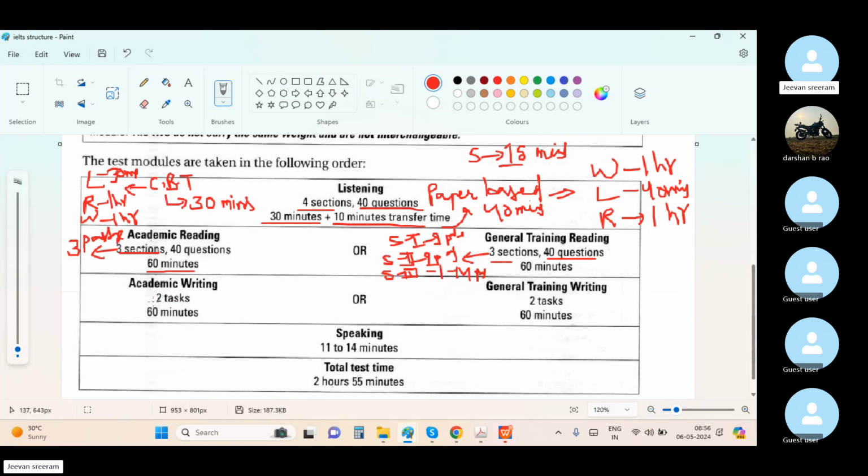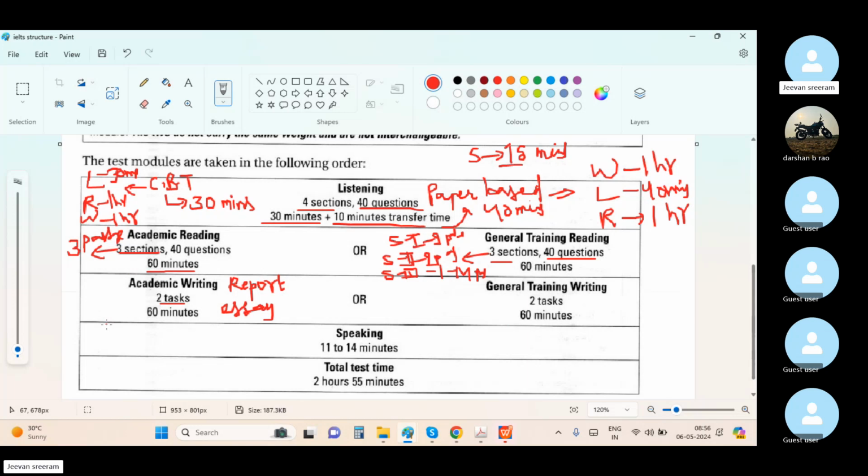The next one is academic writing. There will be 2 tasks. The first one is, as I have just mentioned, report writing. The second one is just like an essay writing. So on the whole, you will have 60 minutes. It's not individual time for each of the writing task sections.